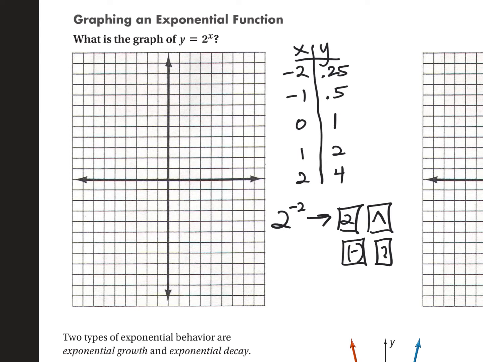Now I'm going to graph these 5 points. For -2, 0.25, as you see here, I'm going to go left 2 units and I'm going to go up 0.25. Again, this isn't going to be perfect, but it's going to be a pretty good guesstimate, about right in there. Then I'm going to go left 1 and I'm going to go up a half. And I'm going to go 0 and I'm going to go up 1. And then I'm going to go right 1, up 2. And then I'm going to go right 2 and I'm going to go up 4.